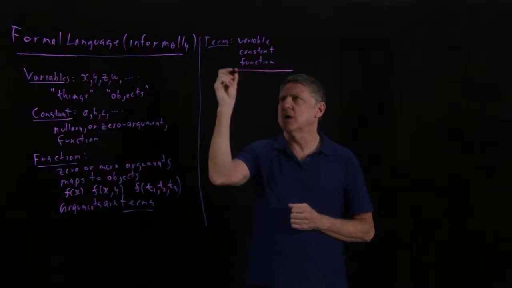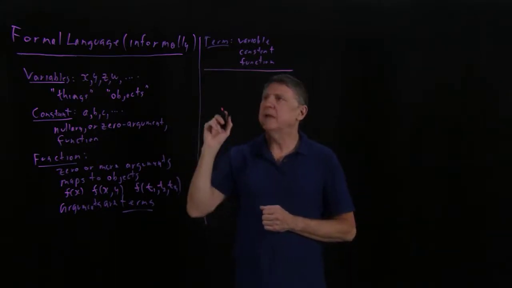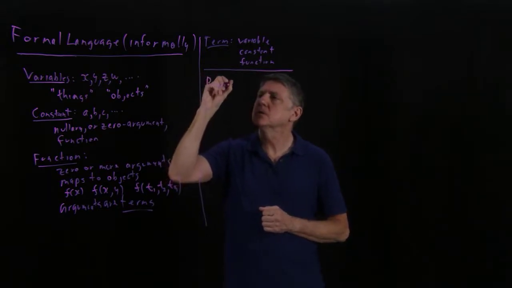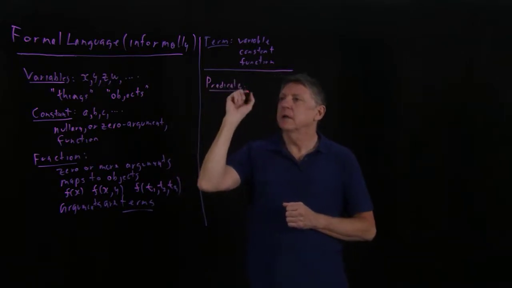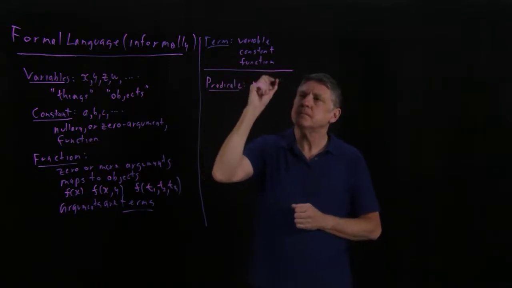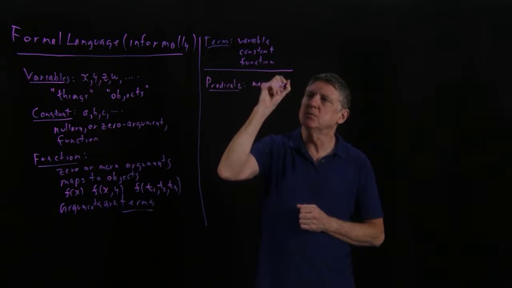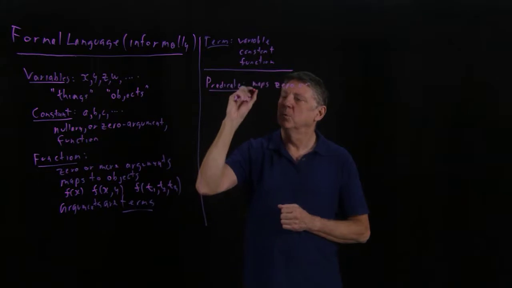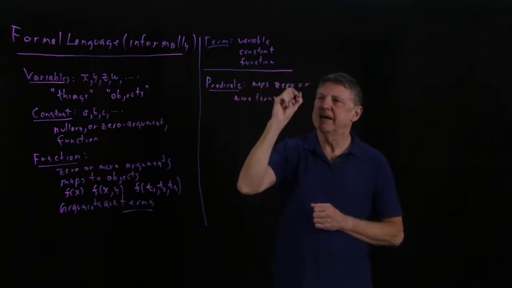So let's draw a little line here. And now, the next thing that we have is a predicate. So a predicate maps, let's say, zero or more terms to a set.